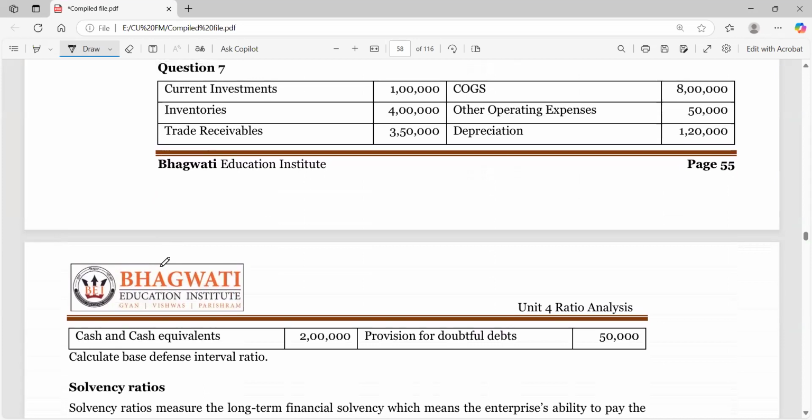Here you're not even considering quick assets, we will consider. Yes, correct, liquidity ratios, provision should be separate.